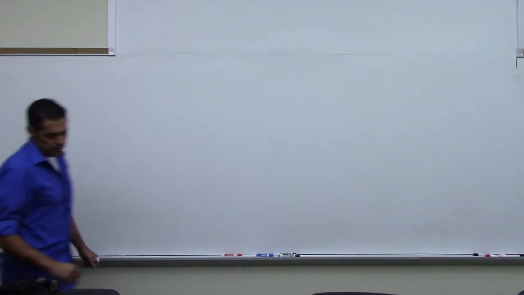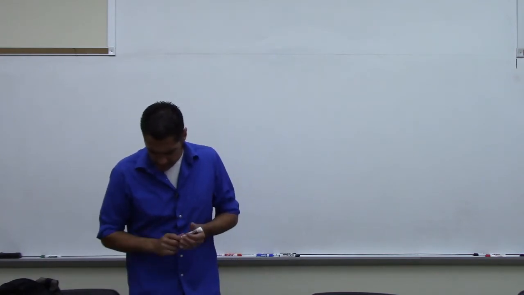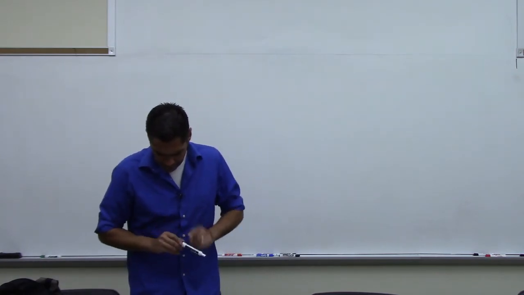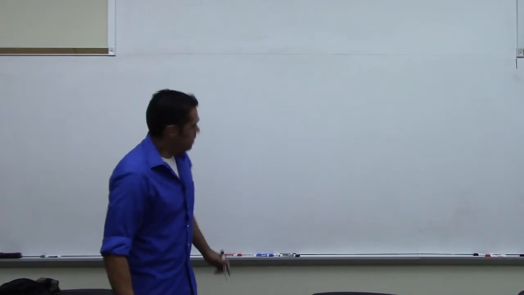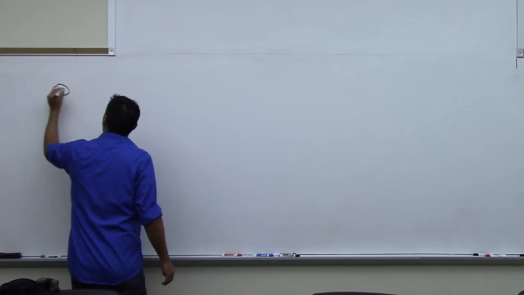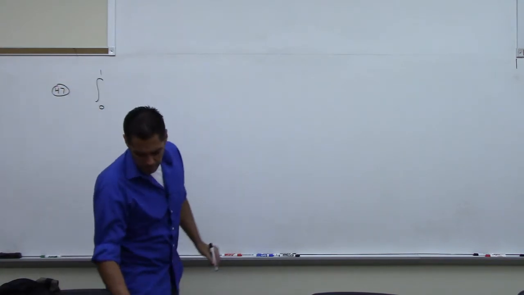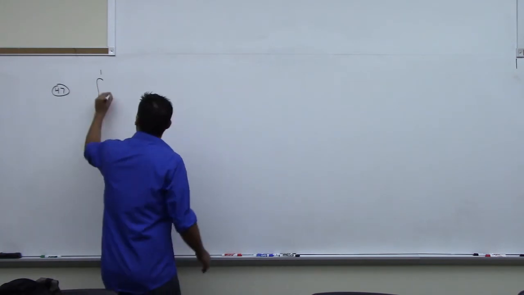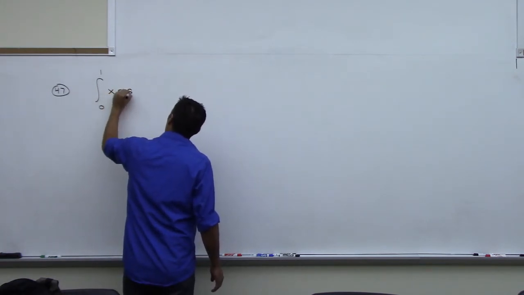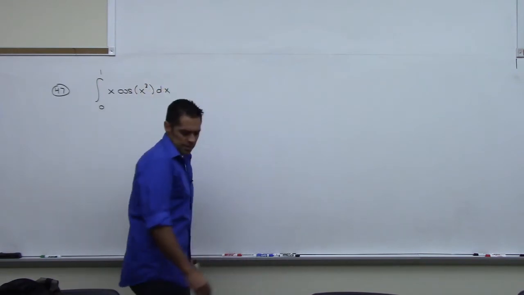Okay, going to be working the solutions here, continuing some solutions in 8-7. Going to start with number 47. So we're asked to estimate the integral from 0 to 1 of x cosine x cubed dx.